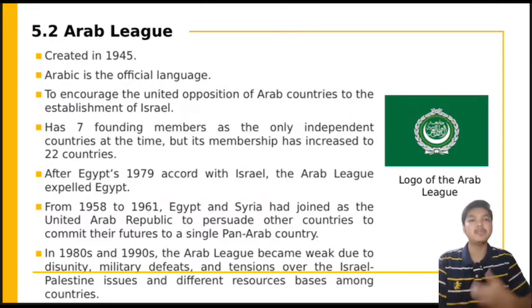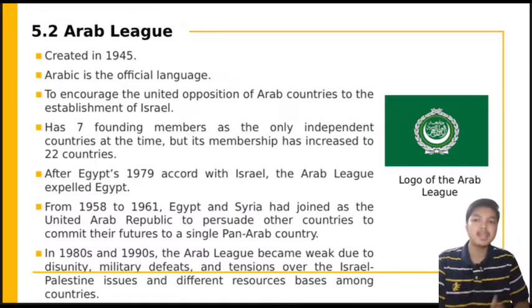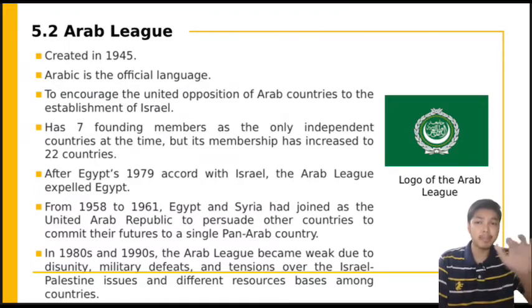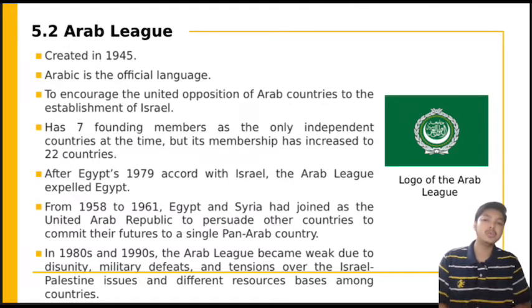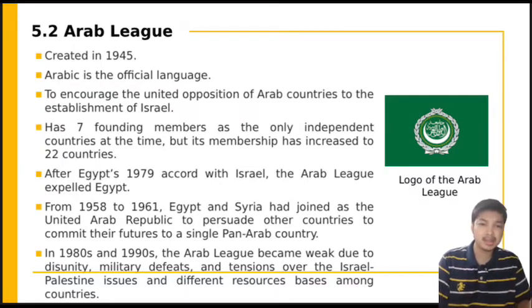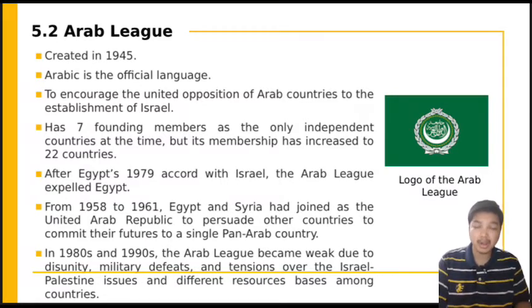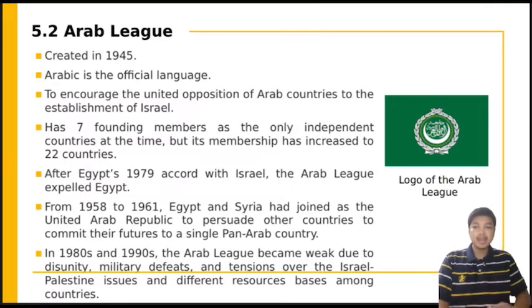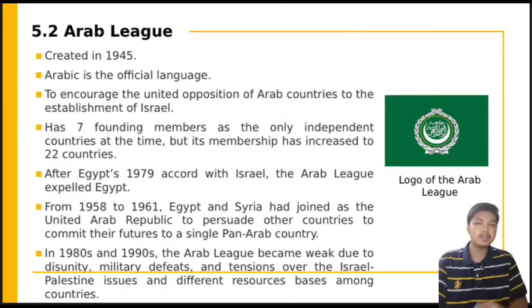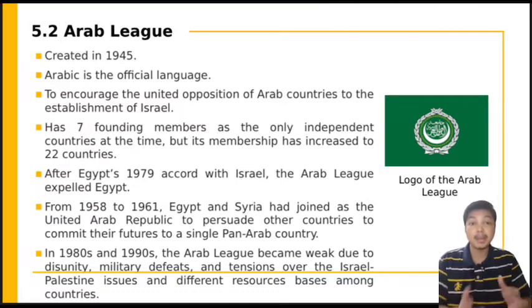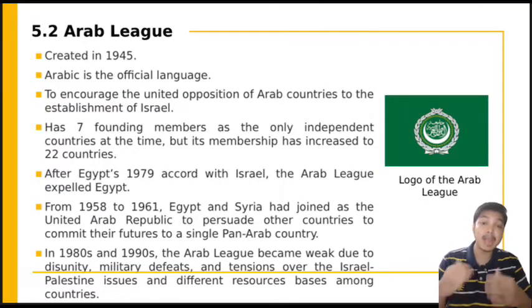Between 1958 and 1961, Egypt and Syria joined as the United Arab Republic to persuade the Arab countries to unite and commit their future to a single Arab country. However, the Arab League is kind of weak nowadays. Even in the 80s and 90s, it was weak due to continued military tension, defeats, disunity within the countries, the continual Israel-Palestine crisis, and even resource issues among the countries, which left this league organization weak right now.